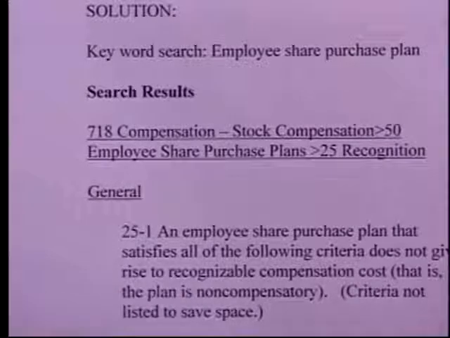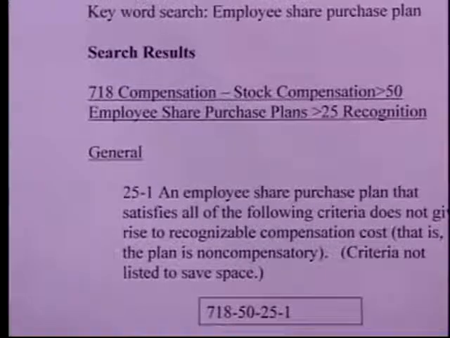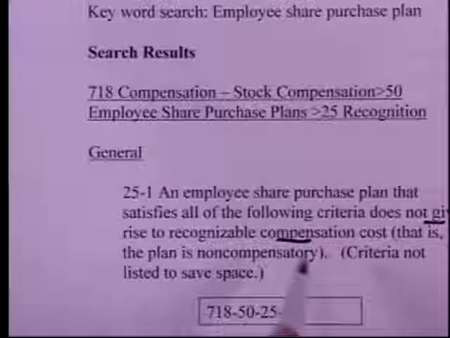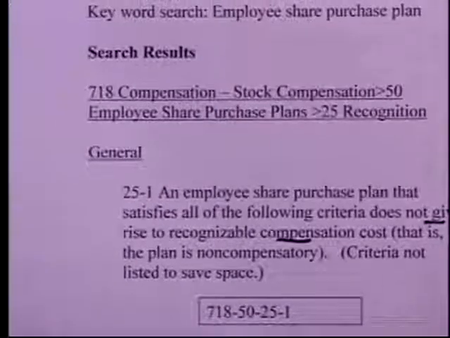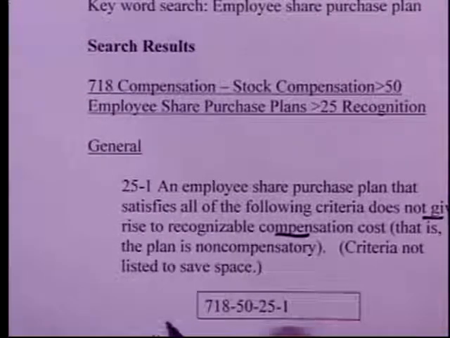So I was ready to go back and say, okay, now I've got to find the one that's non-compensation, that doesn't have compensation, but it was in the first one. So 25-1 says an employee share purchase plan that satisfies all the following criteria does not give rise to compensation. So there's my answer. 718, 50, 25, and then again, this can be 2 digits if it's 12. If it's something less than 10, it's going to be 1 digit, which is 1. Okay? Cool. Good job.